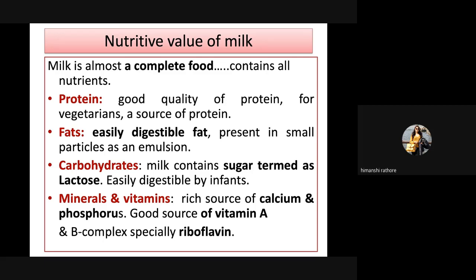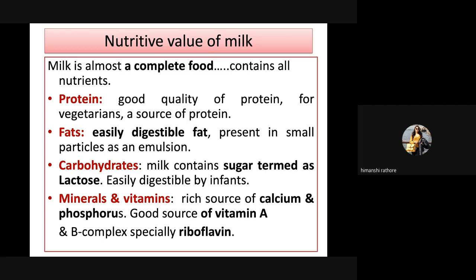Then talking about the protein content of milk, it provides you good quality protein because it has all the essential amino acids. And for vegetarians, it's a source of protein, because it provides protein in a higher content in comparison to other beverages. Then fats: easily digestible fat is present because it is in the form of an emulsion. Emulsions are nothing but immiscible liquids of water and fat. Then carbohydrates: milk contains sugar. As I told you, it contains lactose, which is easily digestible by infants, but lactose intolerant infants cannot digest this lactose, and hence they have to have some other type of milk like soy milk or something else, because they cannot digest the sugar present in milk. So other options are there for them.